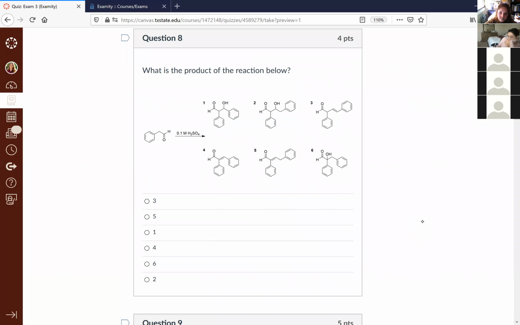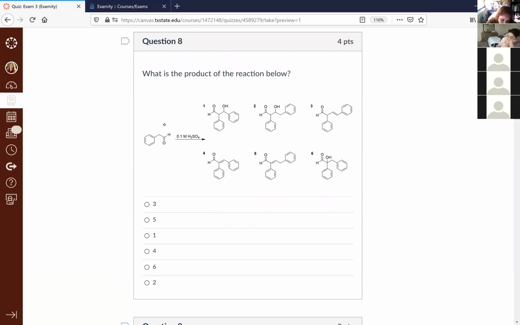So this one says, what is the product of the reaction below? So just like in the previous one, the first thing I would do is weed out some functional group options. So we have an aldehyde. Whoops. I need to turn annotate on if I want to draw. Okay. So we have an aldehyde, and we are in aqueous acid. It's not concentrated acid, and there's no heat. So what type of reaction are we doing?